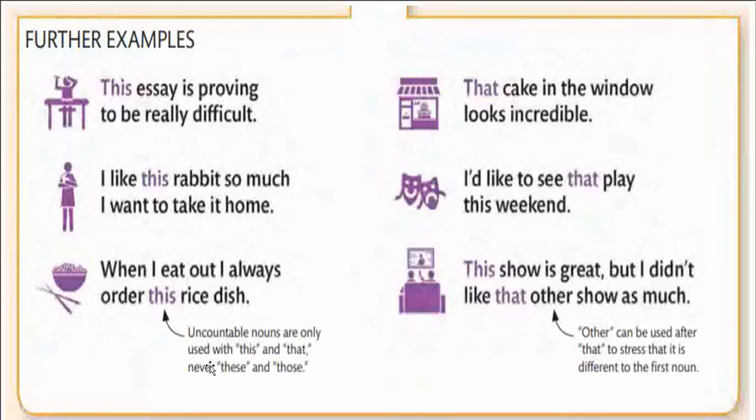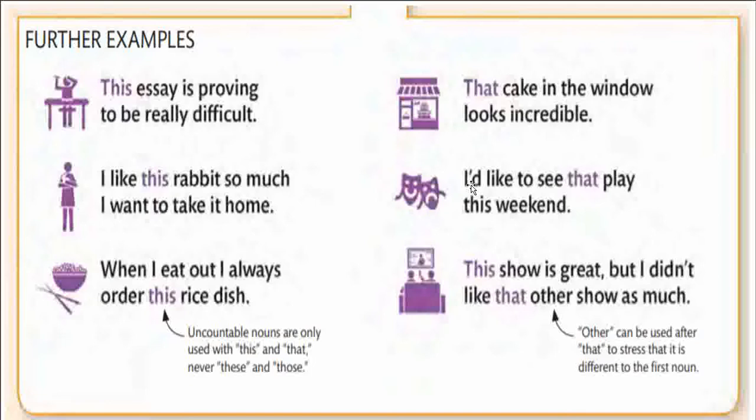The examples based on the rules that we have just seen. This essay is proving to be very difficult. This is a pointer for something that is present. That cake in the window looks incredible. Now that is a pointer for a singular noun, and that for something that is far away from the speaker. I like this rabbit so much. I want to take it home. Now this rabbit is a pointer to something that is close to the speaker. You can see the speaker is holding that rabbit.